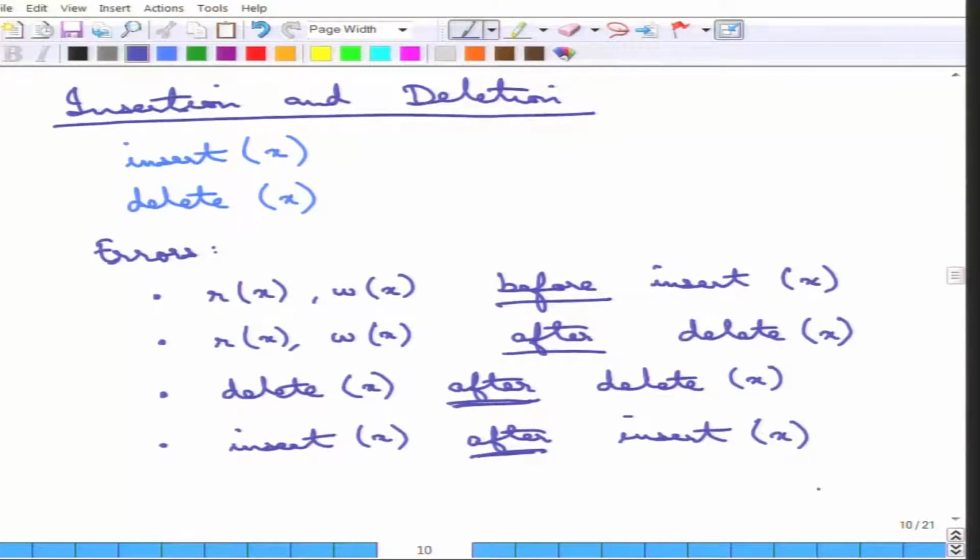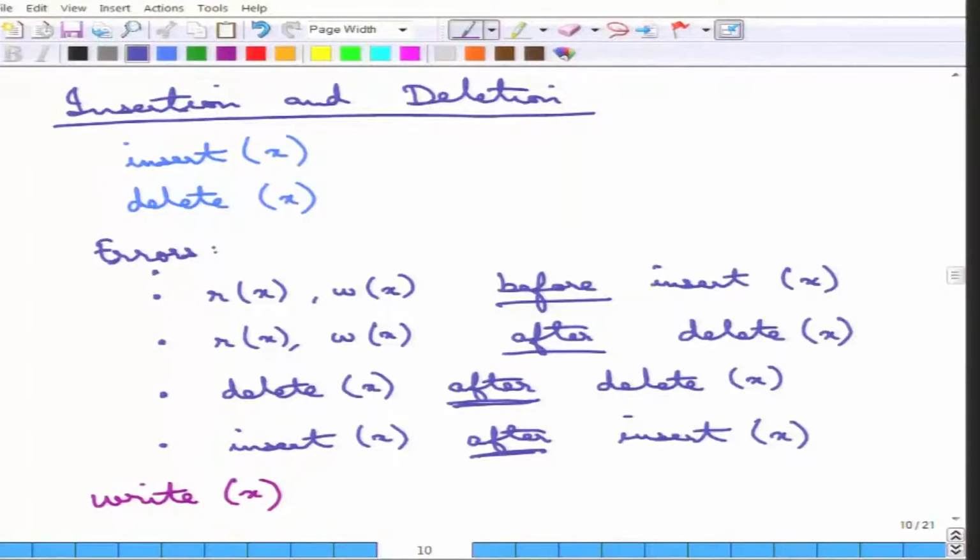So these are the problems with the insertion and deletions. Now note that everything can be very simply handled by assuming that insert x and delete x are similar to write x. So all the conflicts that happen with write are supposed to happen with insert and delete. That means any insertion is a conflict with a write, any insertion is a conflict with another insertion, any insertion is a conflict with a delete.